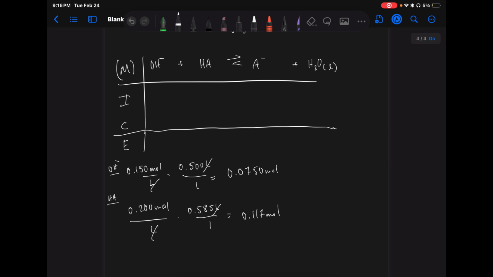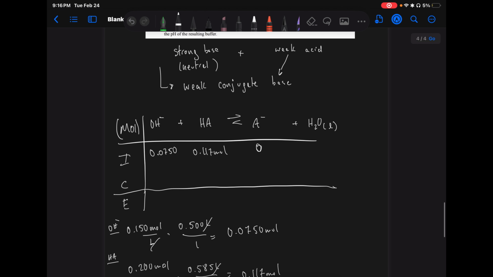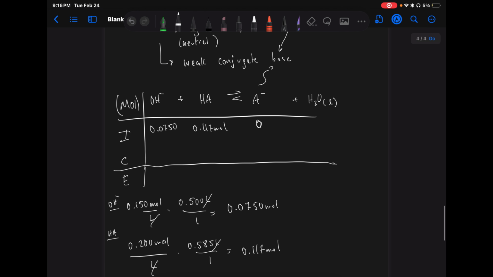In a way, maybe we should just keep the units constant, so this would be moles. So here we've got 0.0750 moles of OH-. We've got 0.117 moles of HA. We start with 0 moles of A-, which would be the conjugate base here. And then we don't really have to concern ourselves with H2O.